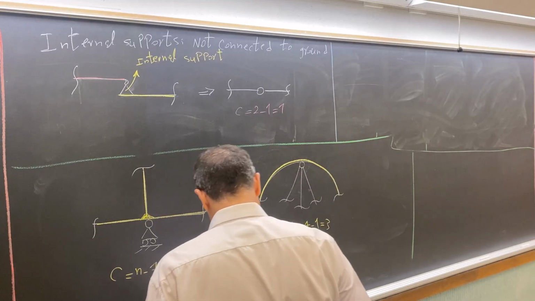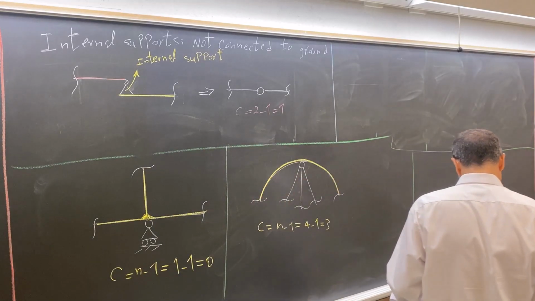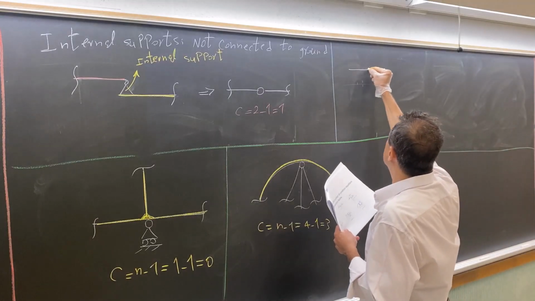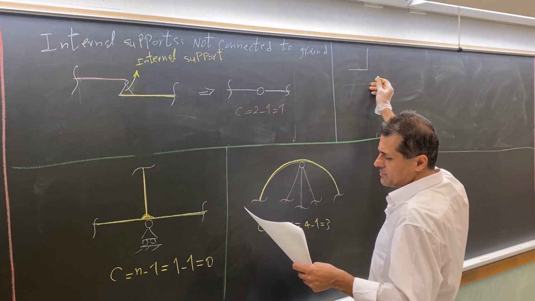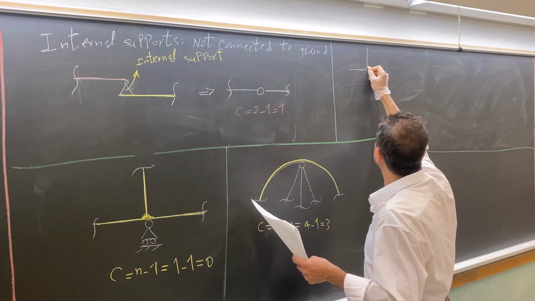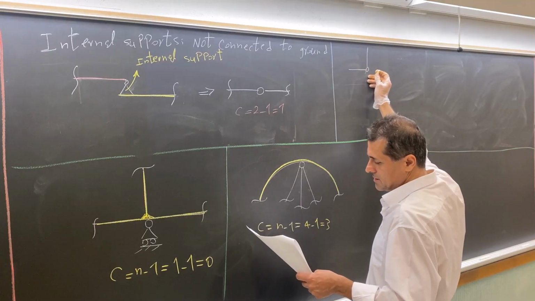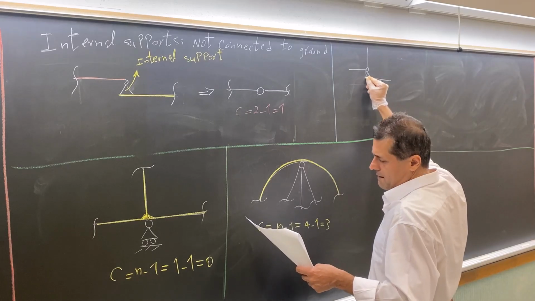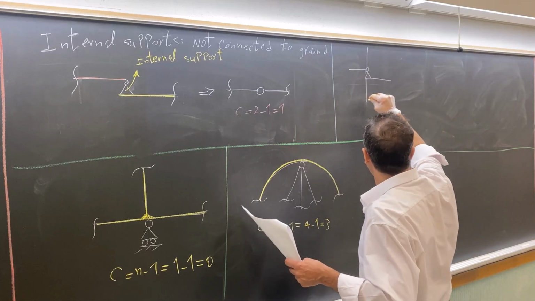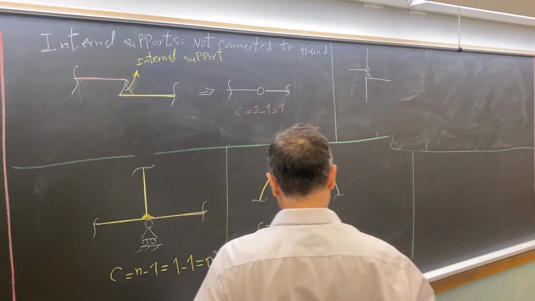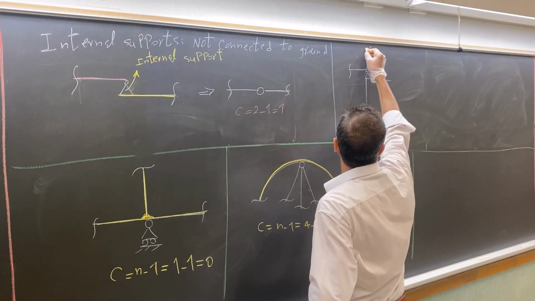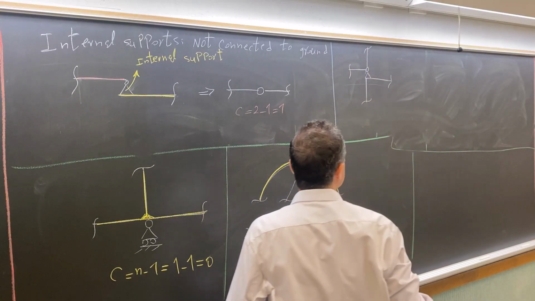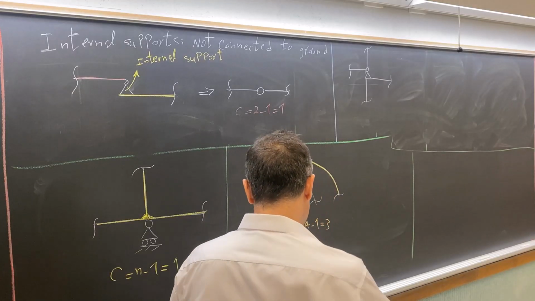Another example. We have two elements. This is the pin. So this is internal support. So it means that we just cut it out of the structure. Part of the structure is sitting on another part.